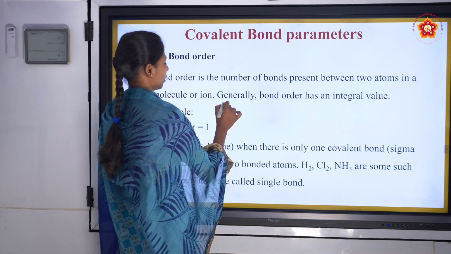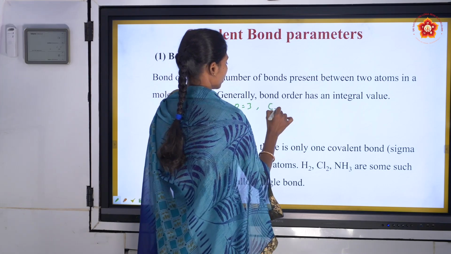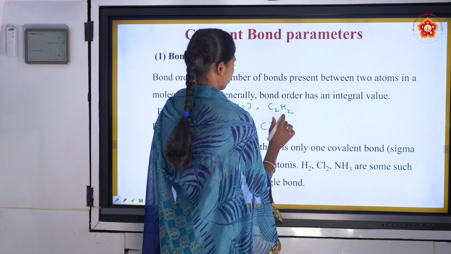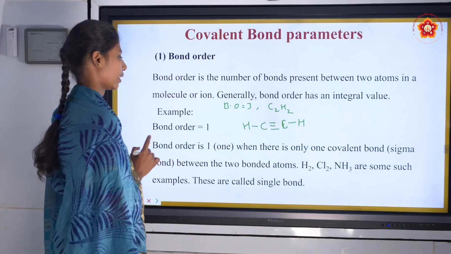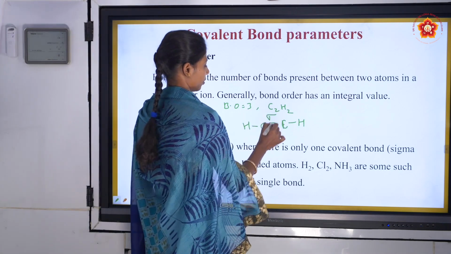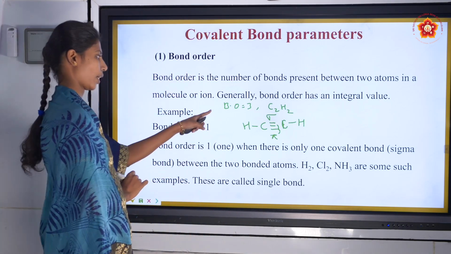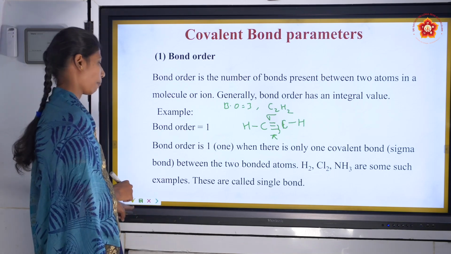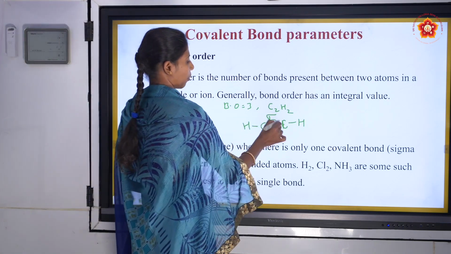Next we take one more, a third example. Bond order is 3. Example, C2H2. The bond order is 3 when there are 3 covalent bonds. 1 is a sigma bond and 2 are pi bonds. This is known as bond order 3. This is an example of C2H2 with bond order 3. These are called triple bonds.